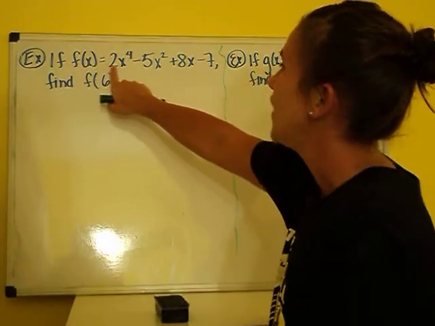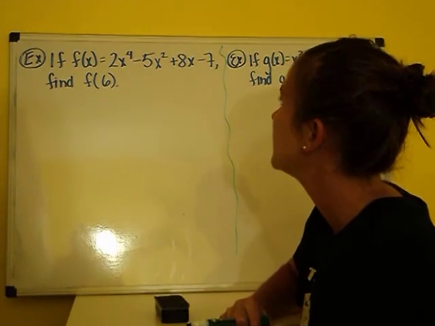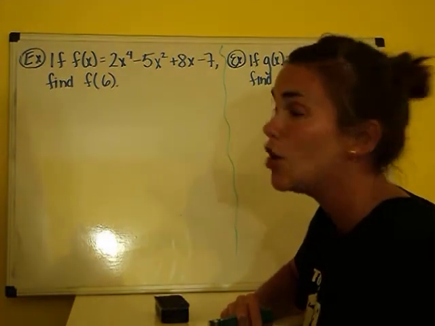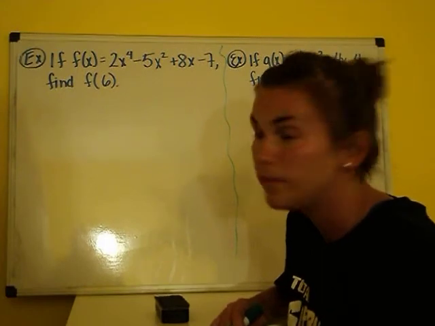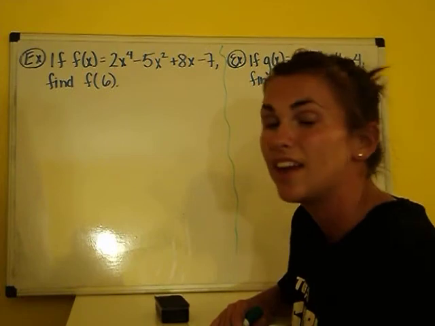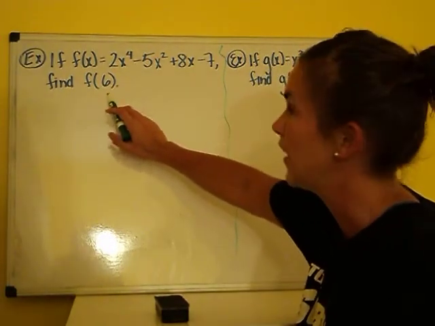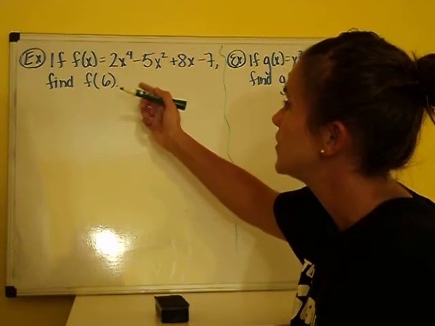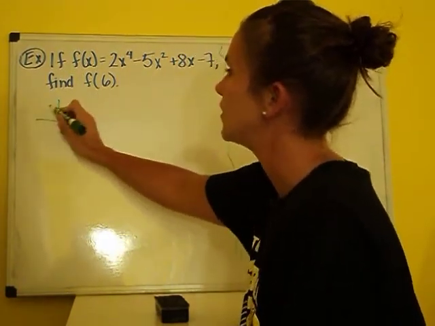Here we have, if f of x is 2x to the 4th minus 5x squared plus 8x minus 7, we want to find f of 6. Okay, using our remainder theorem, this says that I can synthetically divide that polynomial at 6. So this means that in my little box, here my 0 is going to be 6.